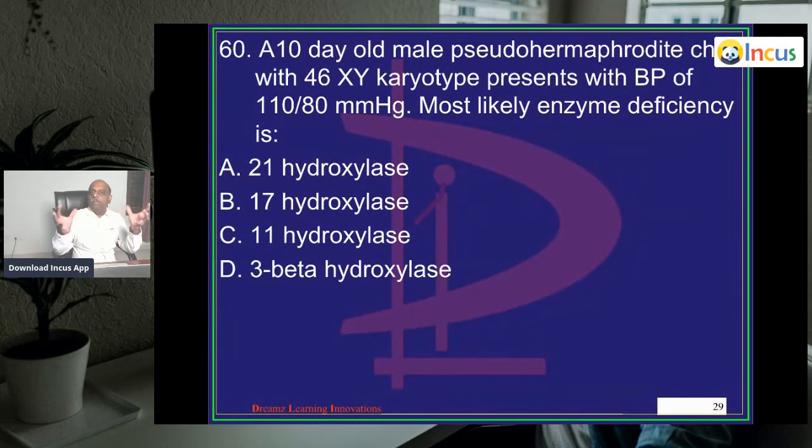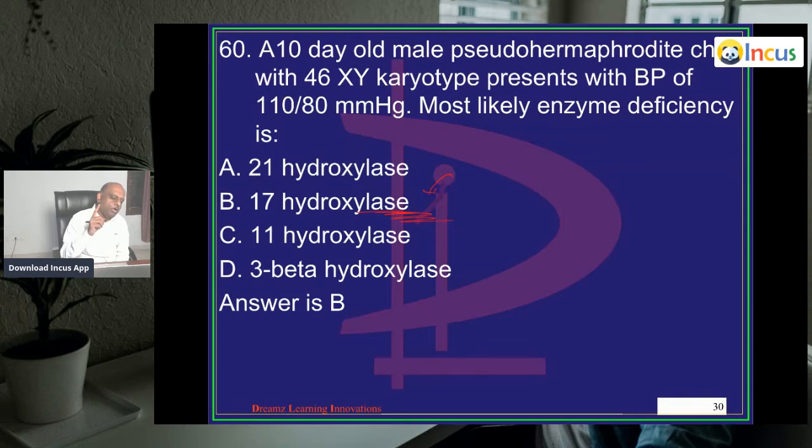A 10-day-old male pseudo-hermaphrodite child, blood pressure is 110/80 only, no hypertension. What is the likely enzyme? 17 alpha hydroxylase deficiency.